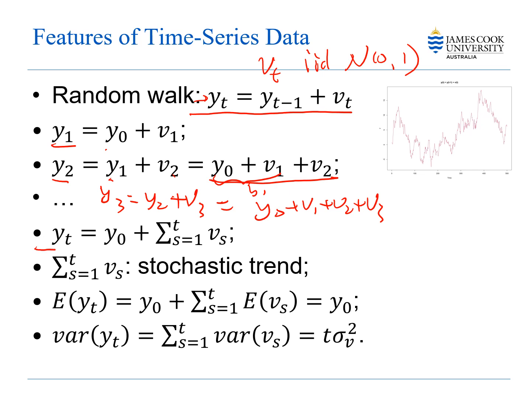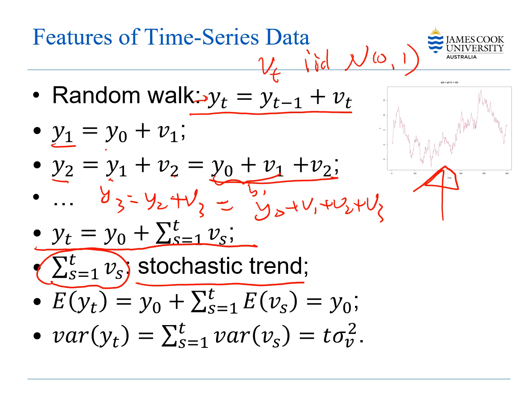We can write yt as y0 plus the sum of v from time 1 to t: v1, v2, v3, up to vt. Okay, and this sum we call the stochastic trend. So now we can see that this random walk consists of a term we call the stochastic trend.